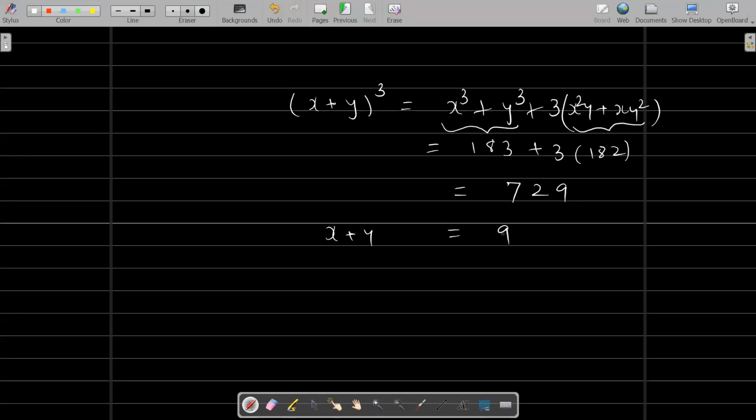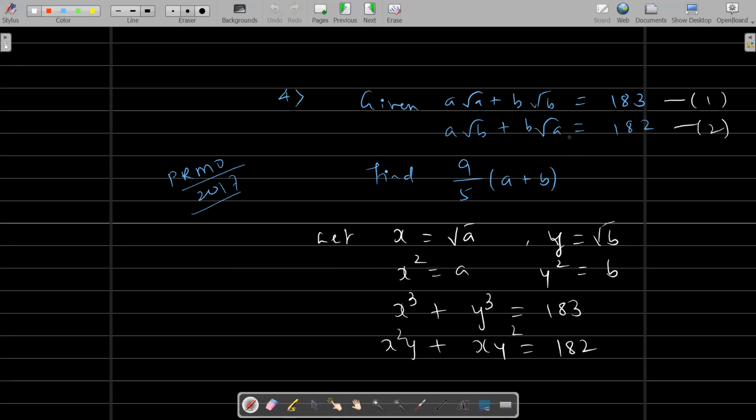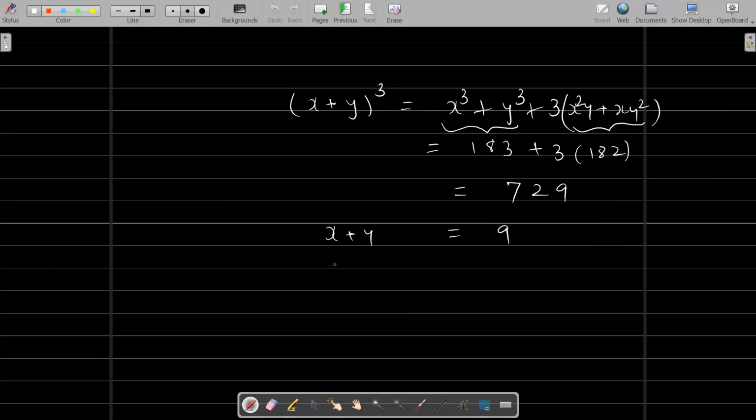Okay, so all of you agree x plus y is 9. 9 cube is 729. And what we want is 9 by 5 times a plus b, right? So let's write in xy terms. This is 9 by 5 times x square plus y square. So we have got x plus y, and I want x square plus y square.